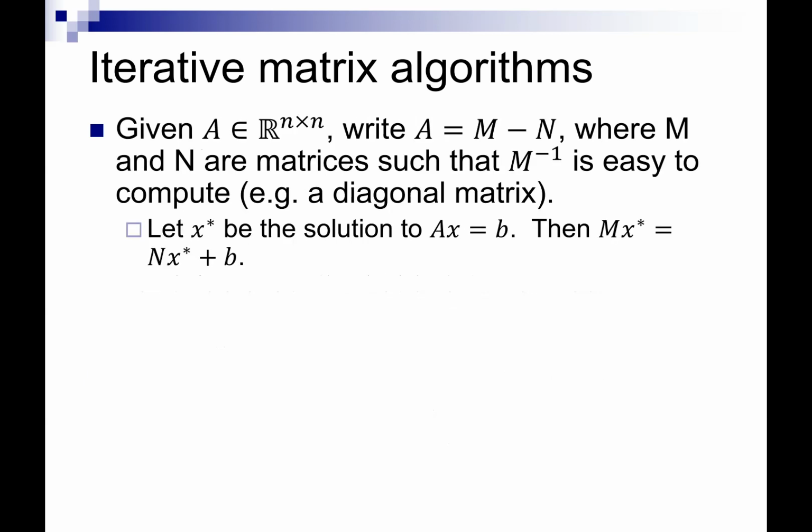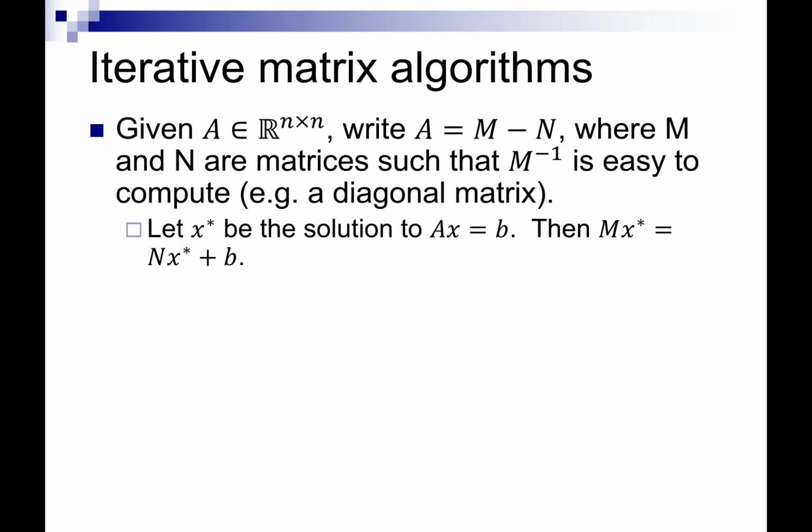Okay, so the way we're going to do this is, let A be an n by m matrix. We're going to write A as M minus N, where M and N are also two n by m matrices. The first requirement is that we want the inverse of M to be easy to compute. For example, if M is a diagonal matrix, then we can easily compute its inverse, right? Because it's just the inverse of all the diagonal elements. So we're going to split A in this way, and we want M inverse to be easy to compute.